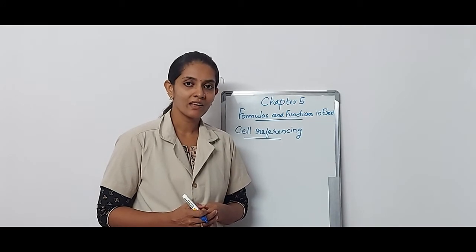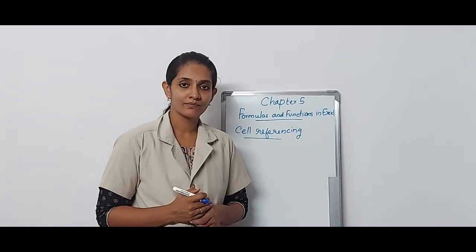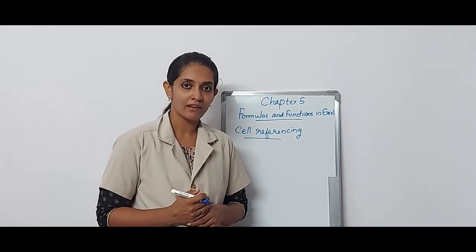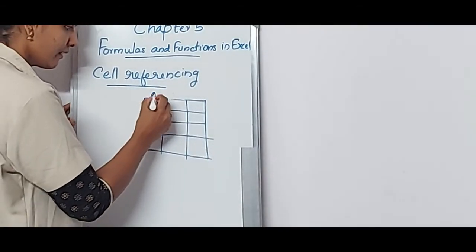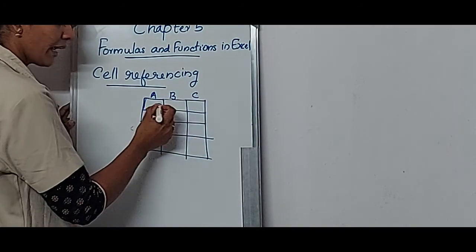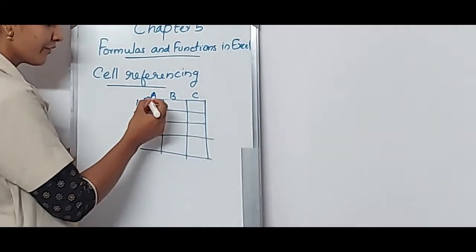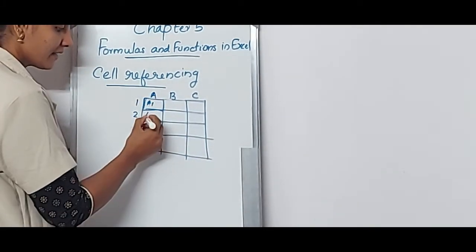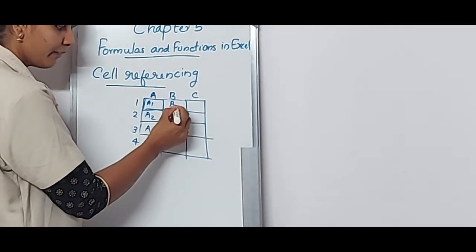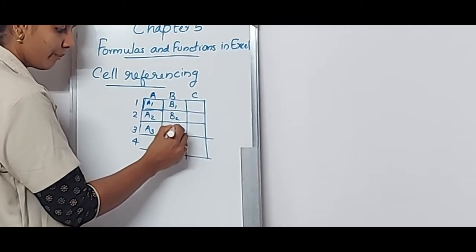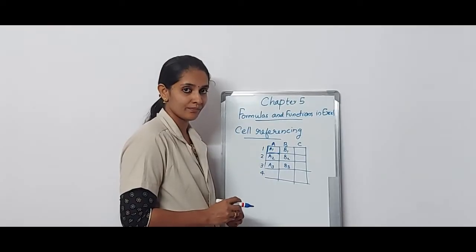Cell referencing means referencing a cell address. What is a cell address? It is the address of a cell. For example, this is an Excel sheet. There are columns like A, B, C, D and rows 1, 2, 3, 4 like that. So the address of the first cell is A1. This is A2. This is A3. And the address of this cell is B1, B2, B3 like that. So this is the cell address.